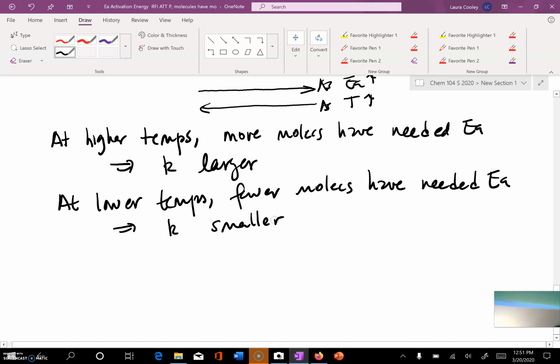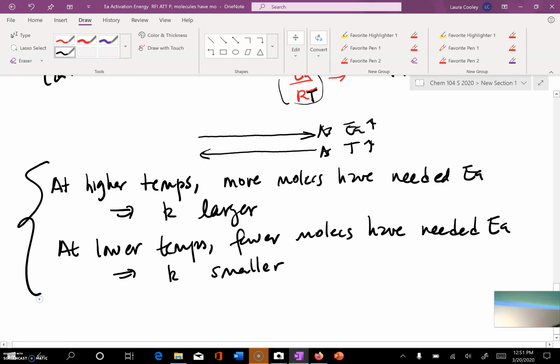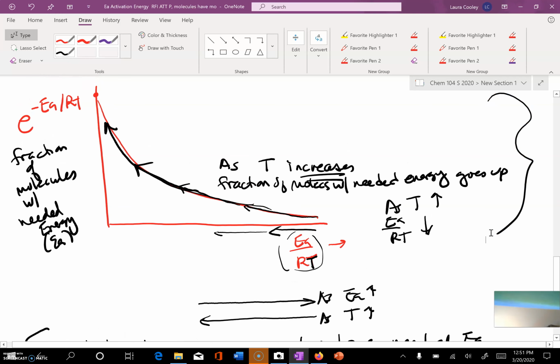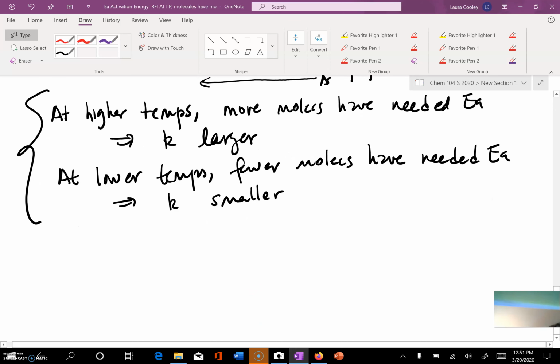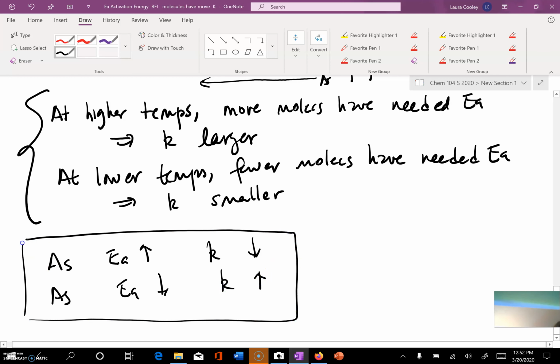Now, I really don't care whether you understand this by using the graph and the mathematics or another way. I just want you to understand that as the activation energy goes up, K goes down, and as the activation energy goes down, K goes up. This is the first fundamental thing that you should understand. If more energy is needed, fewer molecules are going to have that energy, and the rate constant will go down. If a lower activation energy is needed, a lot more molecules will have that energy, and the rate constant will go up.